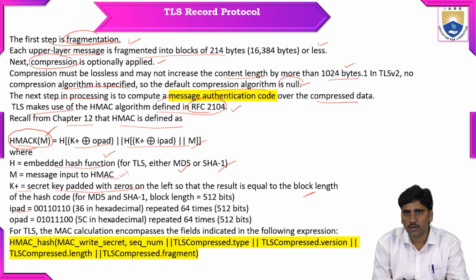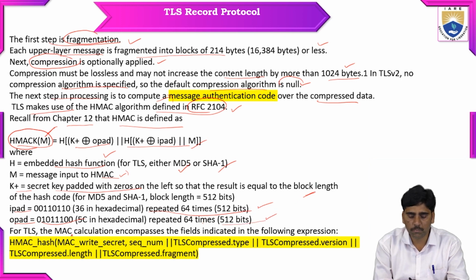00110110, repeated 64 times, that is 512 bits, has to be calculated. And the outer pad, that is the optional pad 0101 1100, 5C in hexadecimal, repeated 64 times for 512 bits.